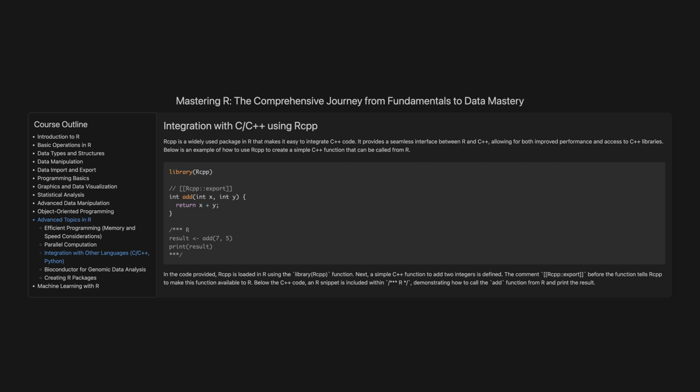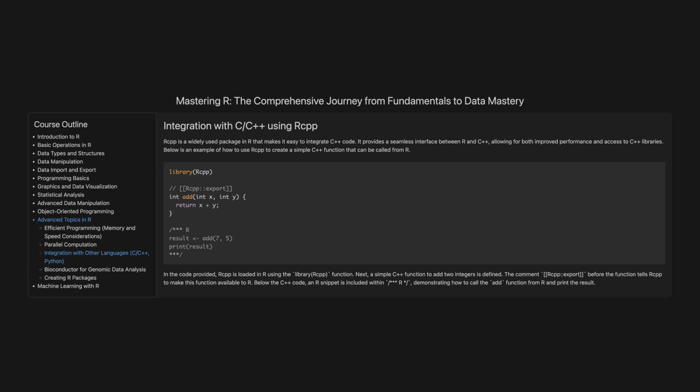Integration with other languages, C++, Python. Rcpp is a widely used package in R that makes it easy to integrate C++ code. It provides a seamless interface between R and C++, allowing for both improved performance and access to C++ libraries. Below is an example of how to use Rcpp to create a simple C++ function that can be called from R.